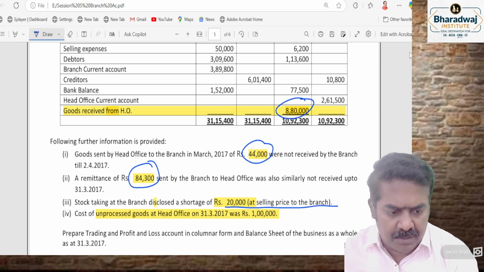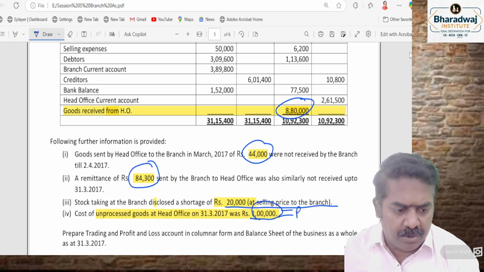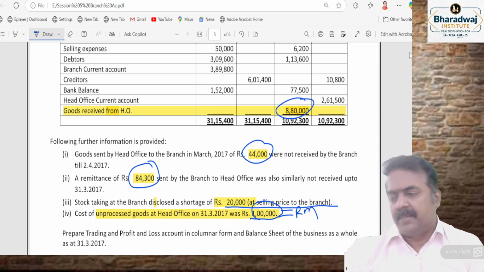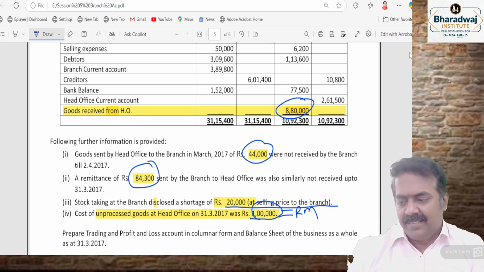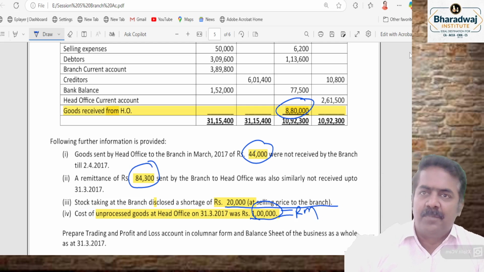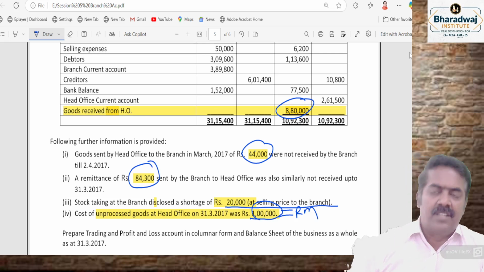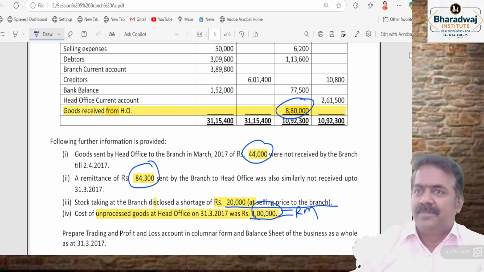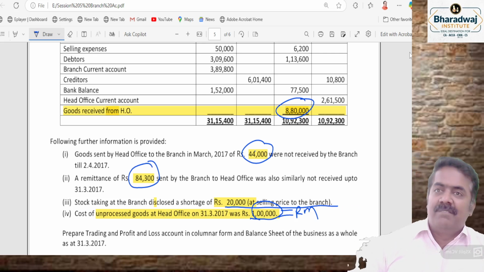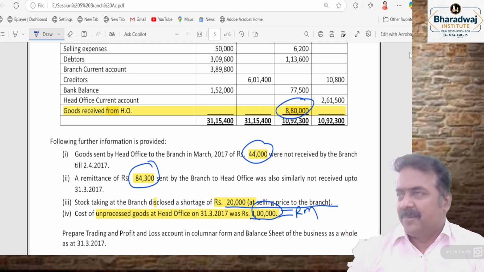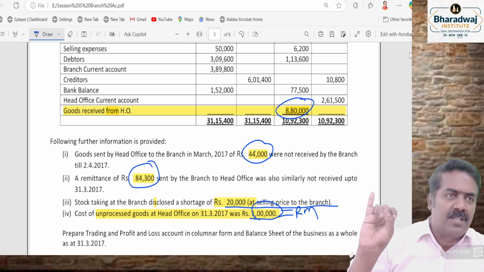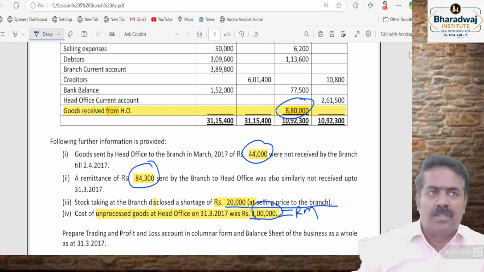Cost of unprocessed goods means raw material. What is missing in the question? To solve the question, the trading P&L account preparation is missing. What is the closing stock of head office? Raw material, finished goods, or detail, they have not given which one? Value of closing stock at head office is missing. Then value of closing stock at the branch is also missing. Both are missing.